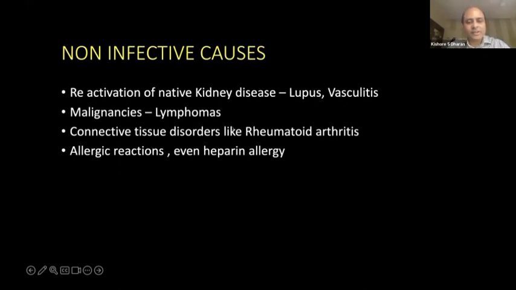Non-infective causes include reactivation of the native kidney diseases, although many of these diseases burn out by the time the patient reaches dialysis. Some of them can have an active disease, especially lupus and vasculitis. Malignancies can present as fever, especially lymphomas or even a renal cell carcinoma. All those malignancies are notorious to present as pyrexia of unknown origin.